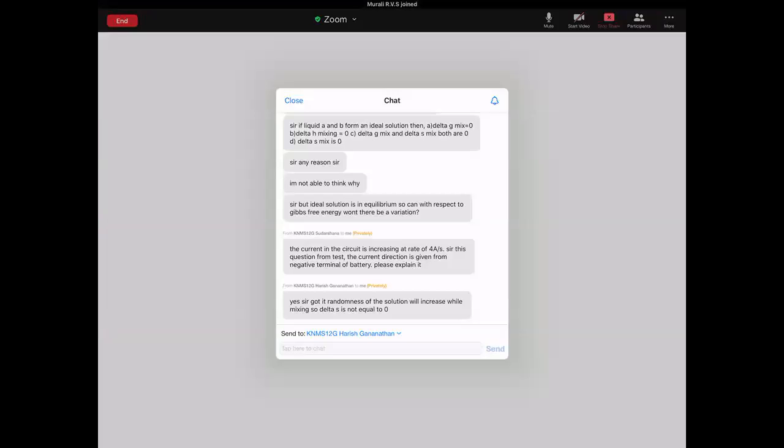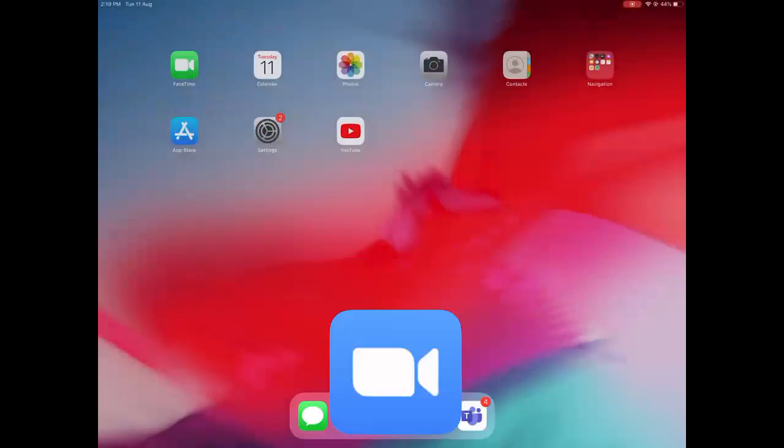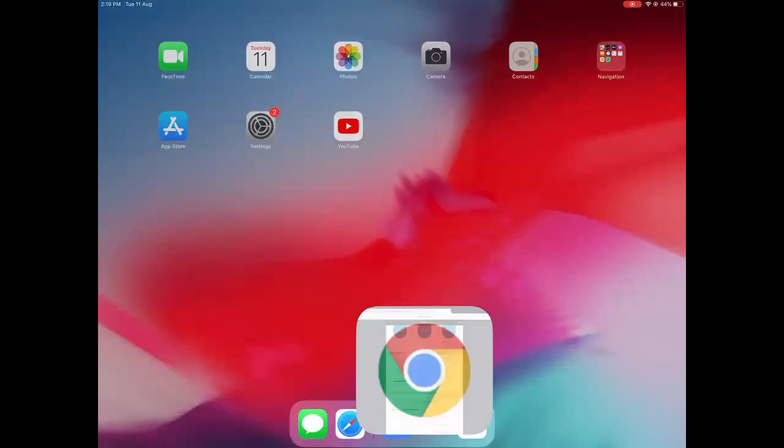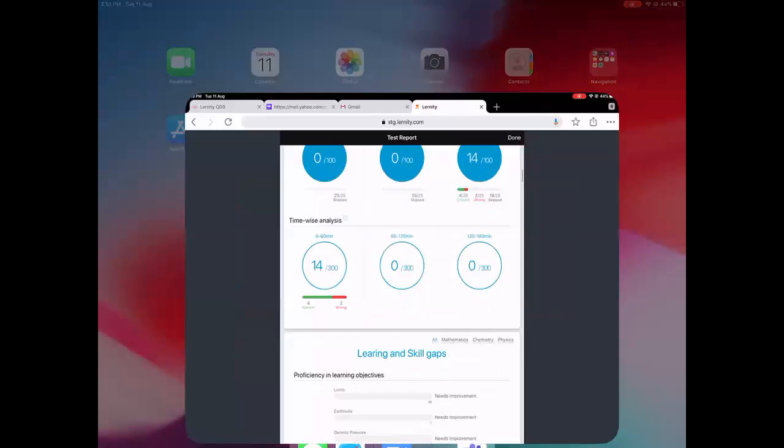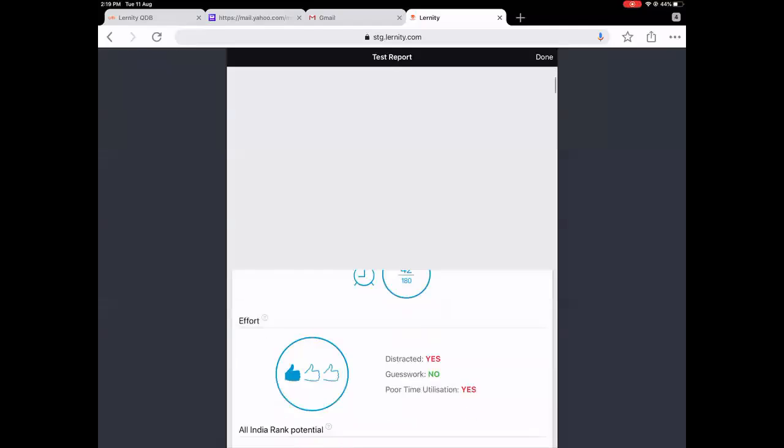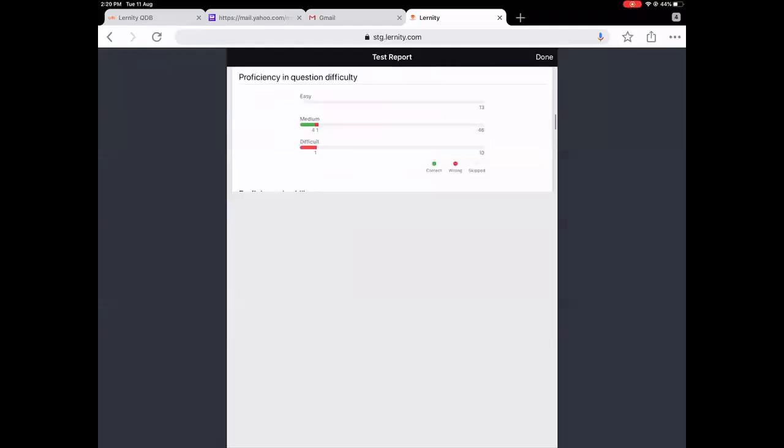The current in the circuit is increasing at a rate of 4. So this question from the test, the current direction is given from the negative terminal. Please explain it. Okay, one minute.